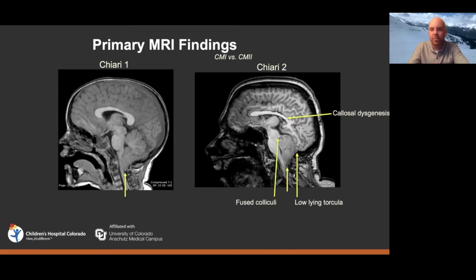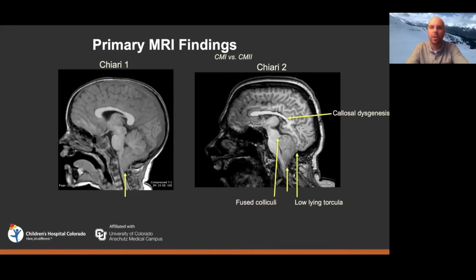While the rest of the brain of the patient with Chiari 1 is pretty normal, the patient with Chiari 2 has a number of other features that you can identify. So there's callosal dysgenesis, there's fusion of the colliculi, so that's that term beaked tectum, that's what that is. You can see that the patient with the Chiari 2 has a low-lying torcular Herophili, and that's very important when you think about if you're doing suboccipital decompression, how much bone are you taking before you potentially can get into structures that are really critical. So that's a really surgically, anatomically relevant feature for these patients.